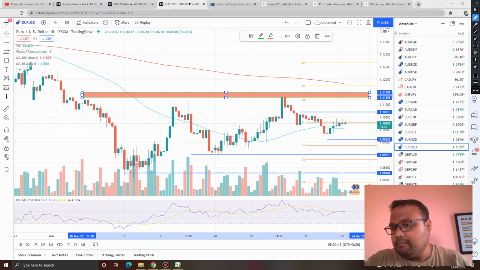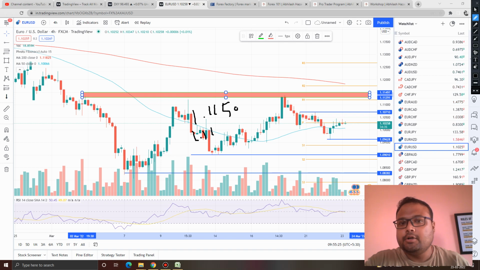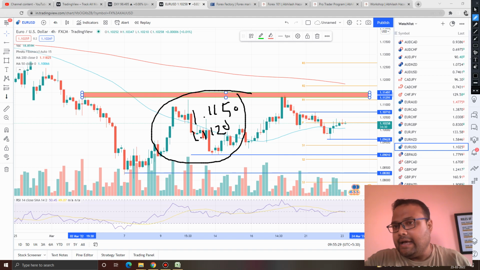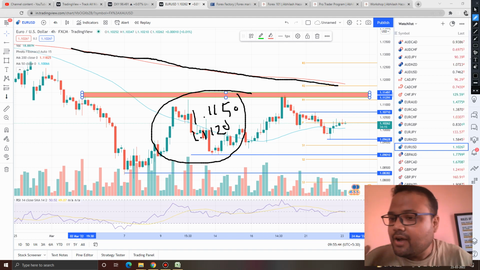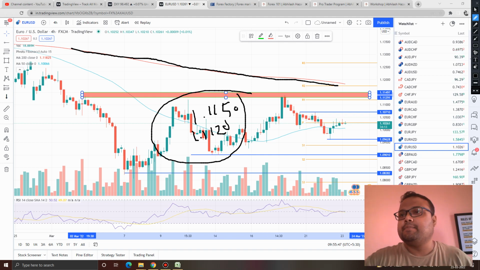If market goes up, then you can expect selling pressure around this level, 1.1150 to 1.1120. Around this level you can expect selling pressure in the market, and if market crosses it, we also have the 200 period moving average coming up. So there is a high possibility that if market goes up, because of many resistances, market will face selling pressure, and if we see strong price rejection from above, definitely we can take a sell position.